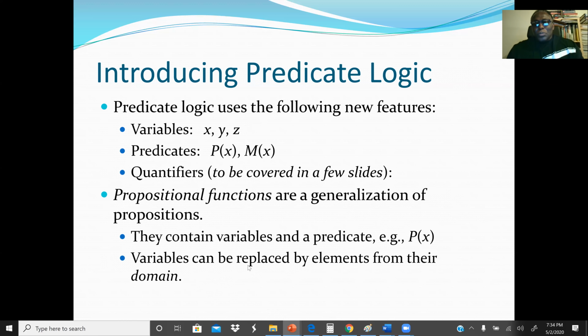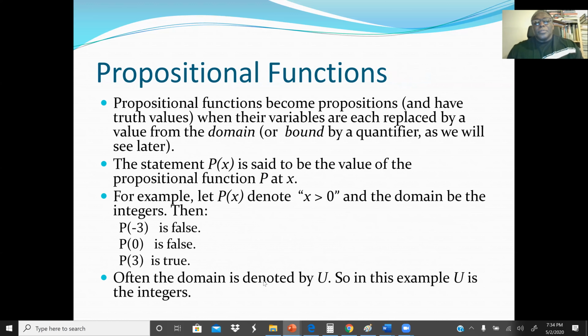Then variables can be replaced by elements from their domain. So if we say x has values greater than 10, then this means the domain of x will be 11, 12, 13 and going on. Or if we say x has values less than 0, then it can be any negative value. So propositional functions become propositions and have truth values when their variables are each replaced by a value from the domain or bound by a quantifier, as we will see later.